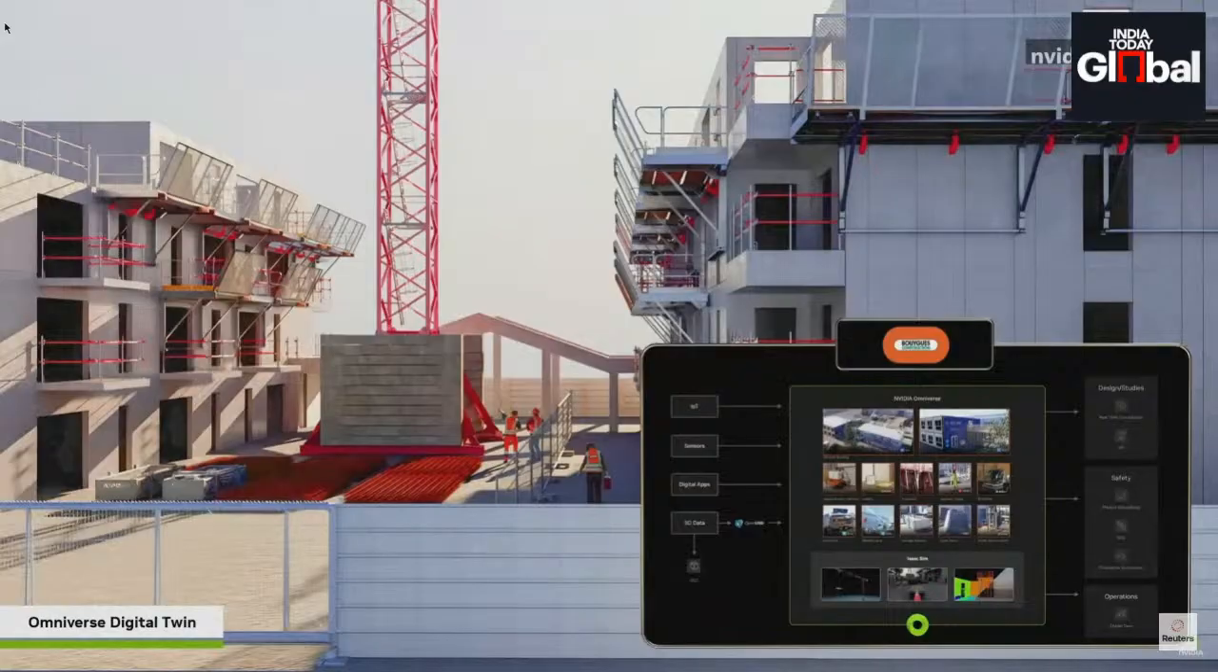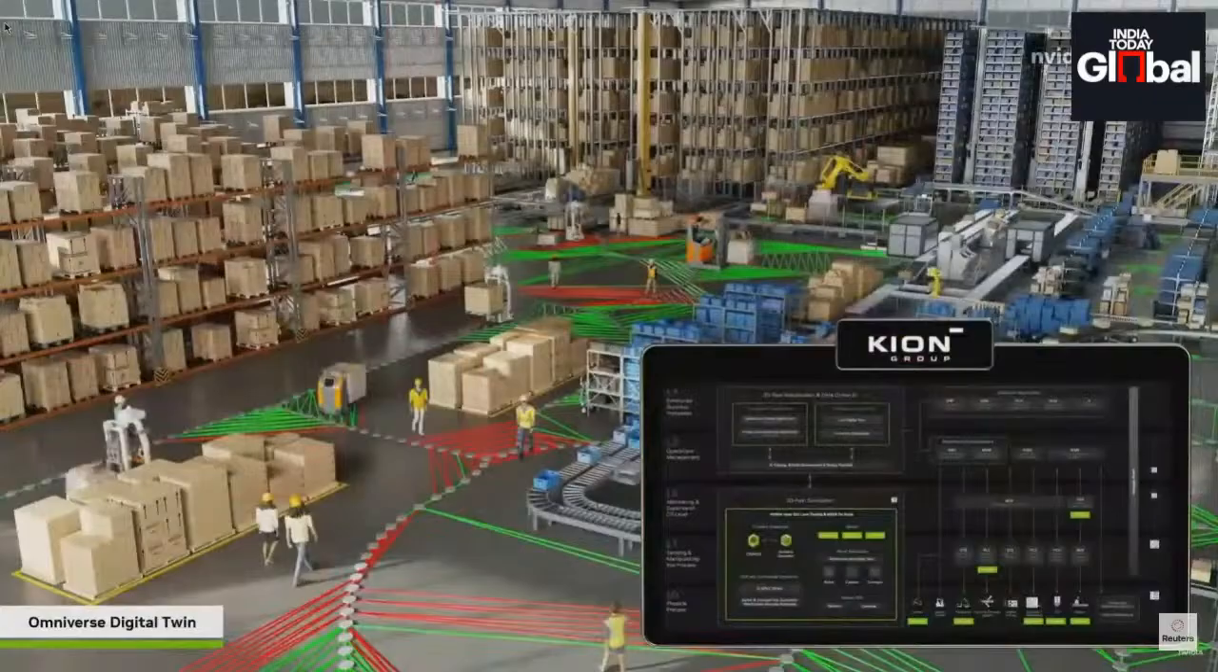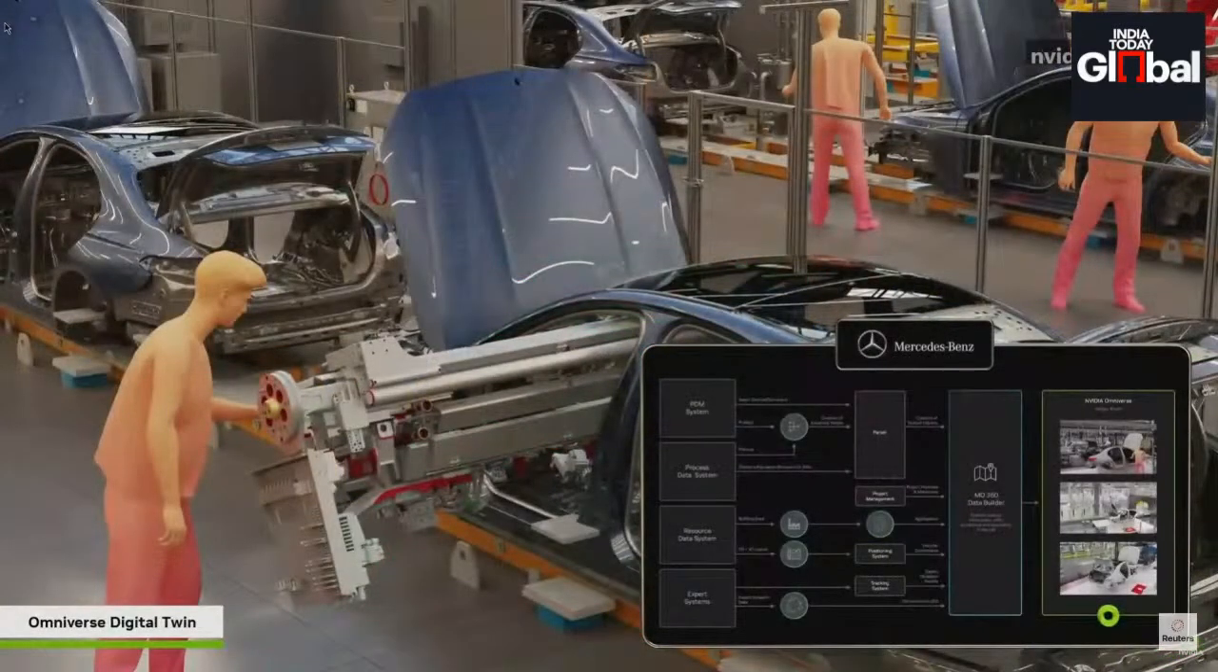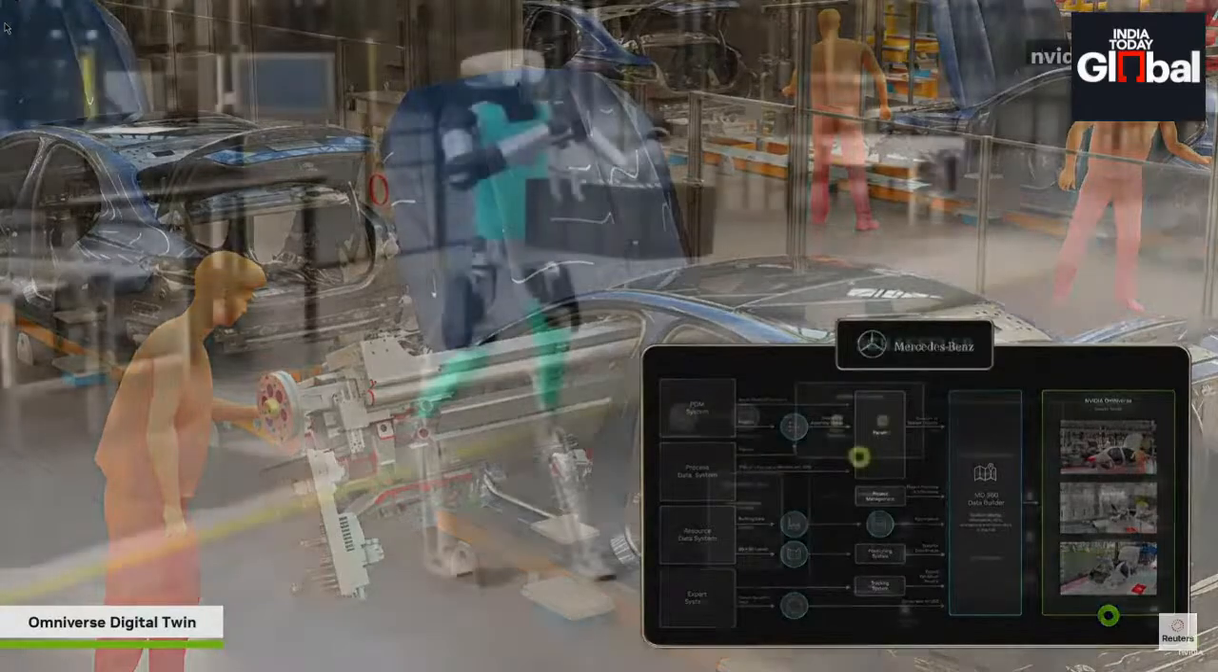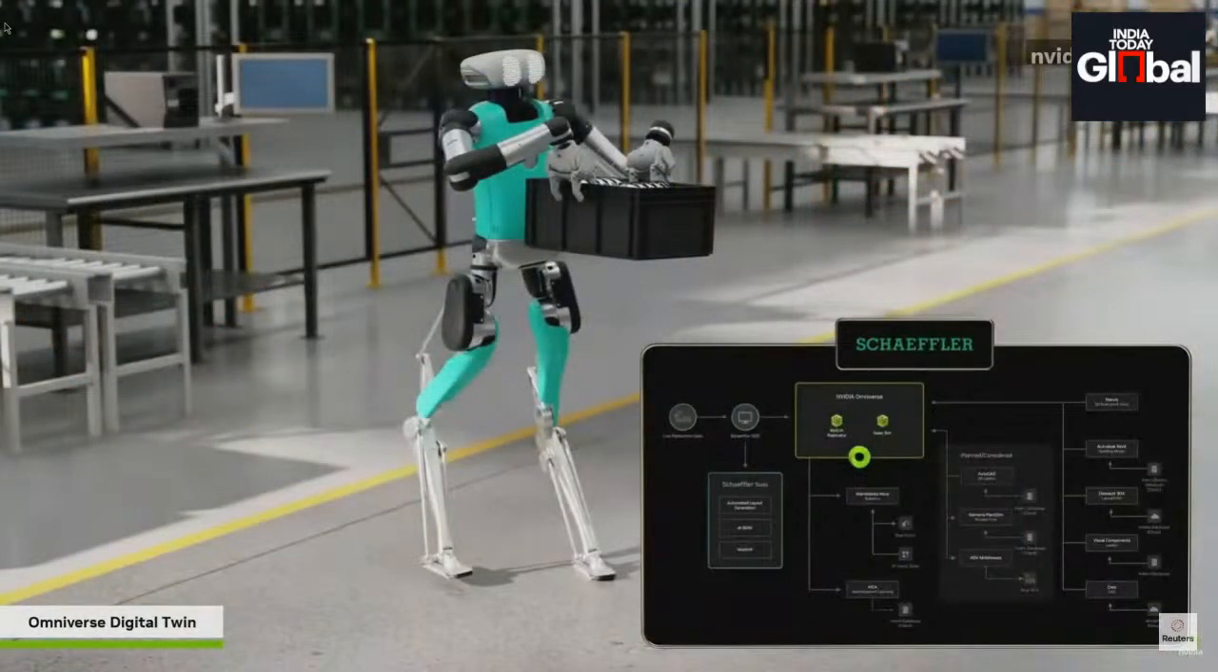They're building, of course, their plants' digital twins in Omniverse. This is Kion, their digital twin for warehouse logistics. This is Mercedes-Benz and their digital twins of their factories built in Omniverse. This is Schaeffler and their digital twin of their warehouse built in Omniverse.